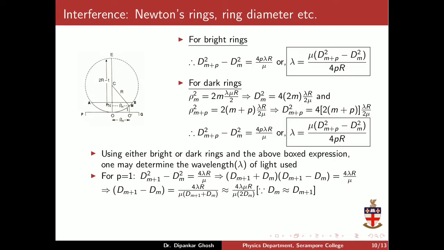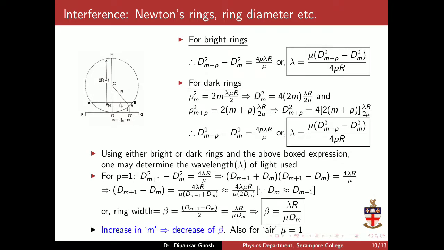We have Dm plus 1 minus Dm is equal to 4 lambda mu R by mu into twice Dm. Now capital Dm is almost taken as capital Dm plus 1. For large values of m, you know that there is not much difference of the diameter of the rings. We can see this when we look at the expression for the radius of the rings.